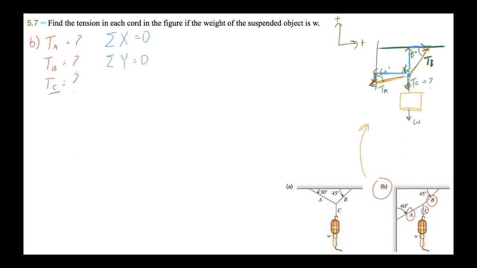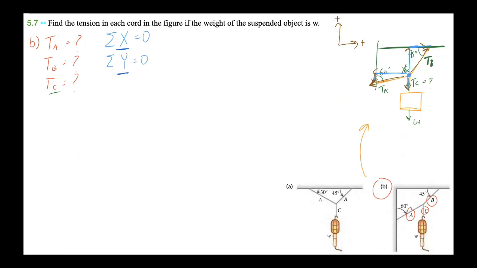Okay, so now what do we do? Now we have to come up with equations of all of the forces in the x direction, right? Because those are equal to 0. So then we'll have a system of equations, and then we can solve for TA, TB, and TC, right? Okay, so let's do that. Let's go ahead and start with x, okay?